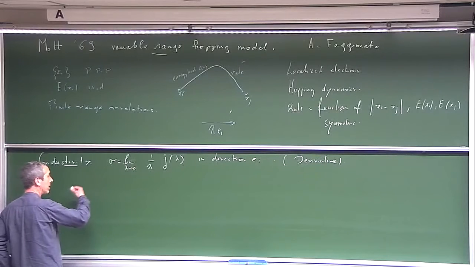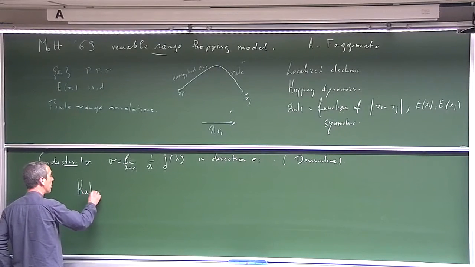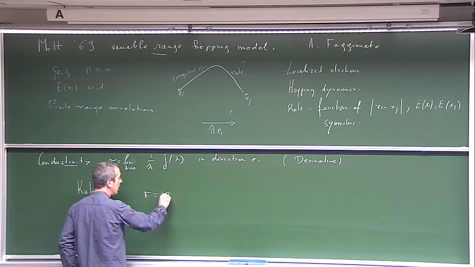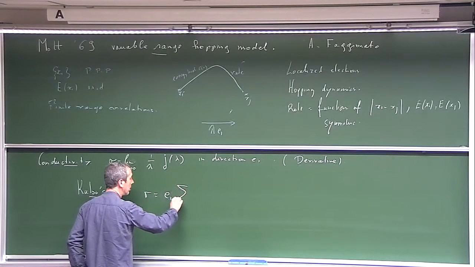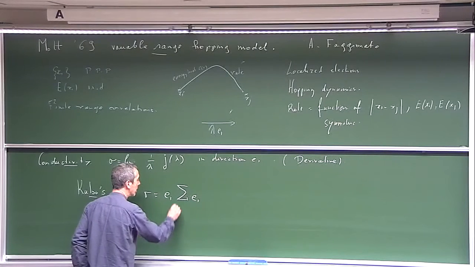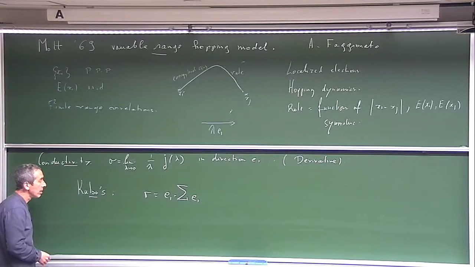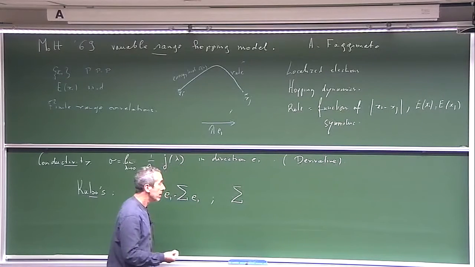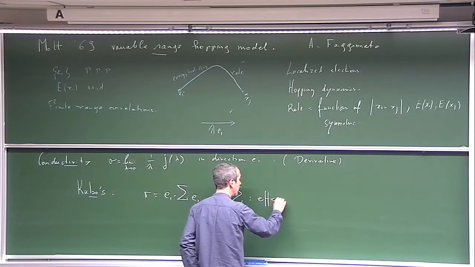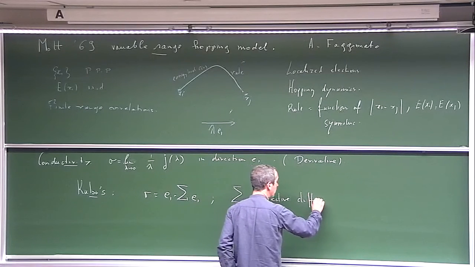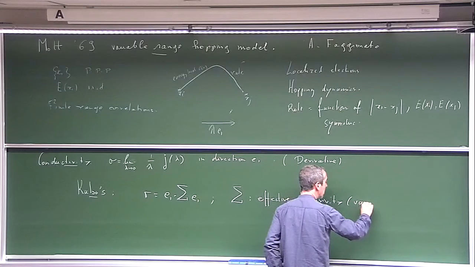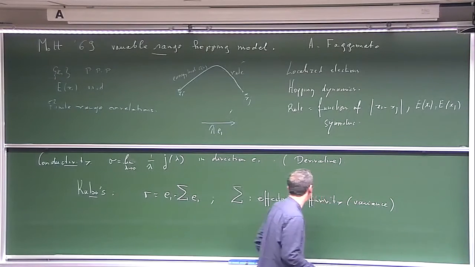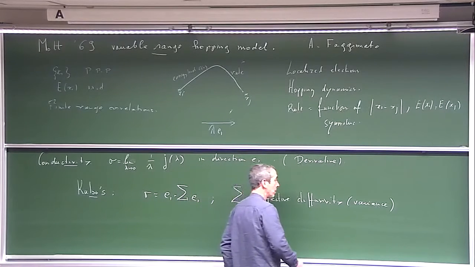But very fortunately, there is some magic formula, which is Kubo's formula, which tells you that you can express sigma as the diffusivity, big sigma, in direction E1. This is the expression that you can get from Kubo. And here, this big sigma is the same as last time. This is the effective diffusivity, or variance. This is the variance. And this is the diffusivity when you don't have any lambda. So this is at lambda equals zero, if you want.